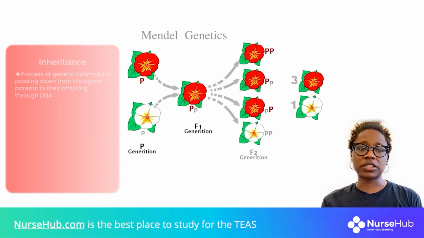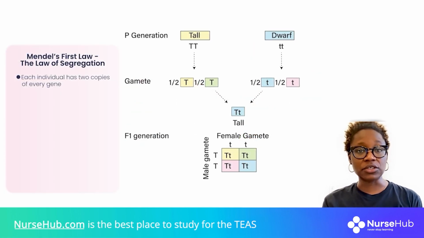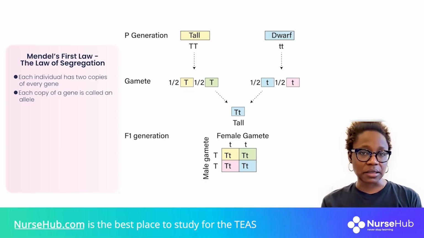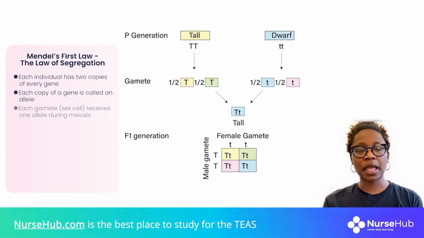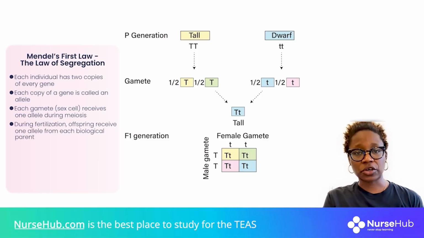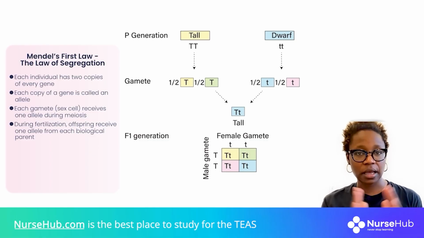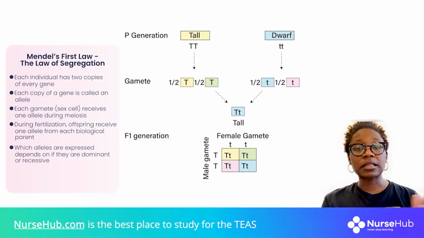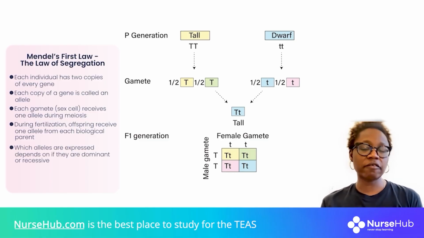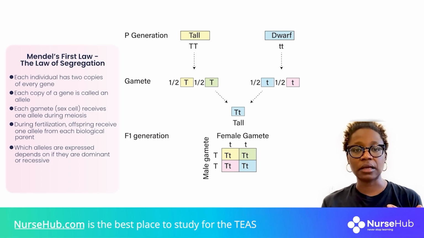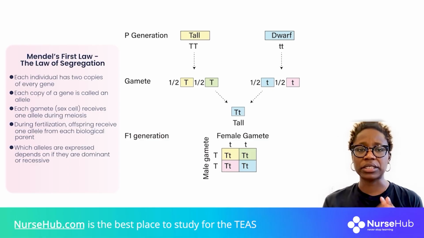So Mendel observed that each individual has 2 copies of each gene. Now we call those alleles. He didn't have a name for them at the time. During the formation of a gamete, these alleles separate, with each gamete receiving only 1 copy of each gene. When fertilization occurs, the offspring receives 1 allele from each parent, thus restoring kind of the pair. The allele, or the trait that expresses itself, depends on whether that trait or allele is dominant or recessive. We'll cover this in more detail when we discuss Punnett squares.